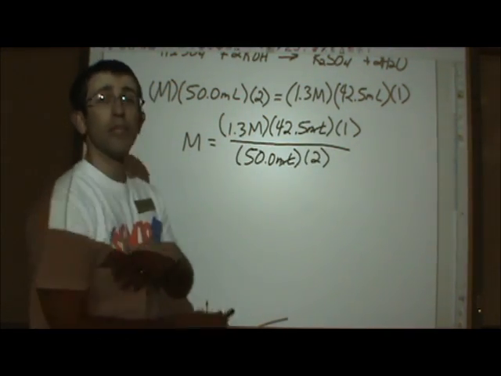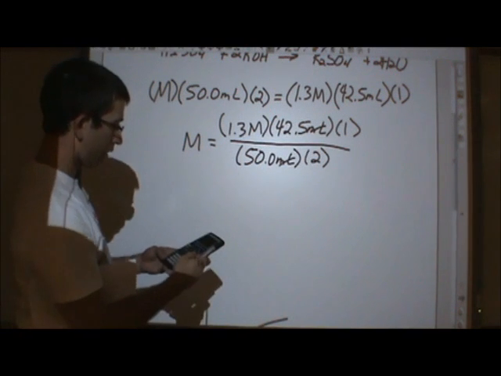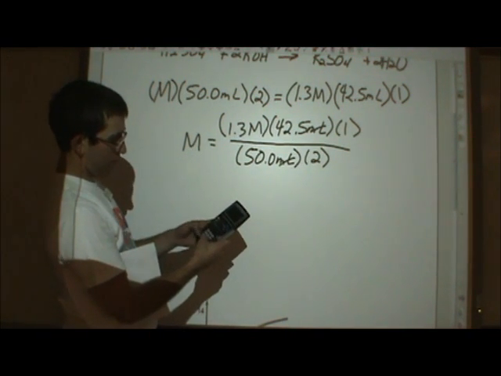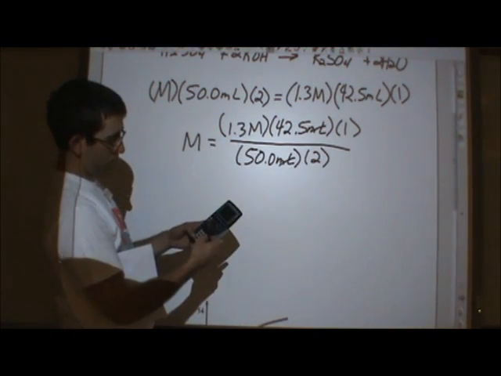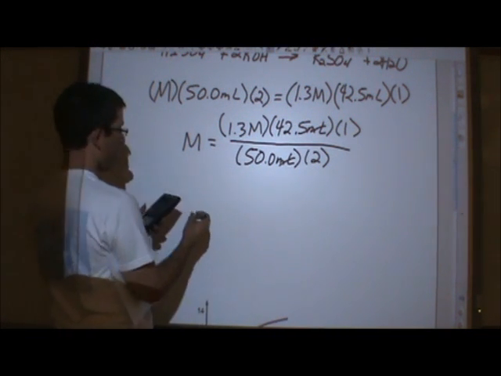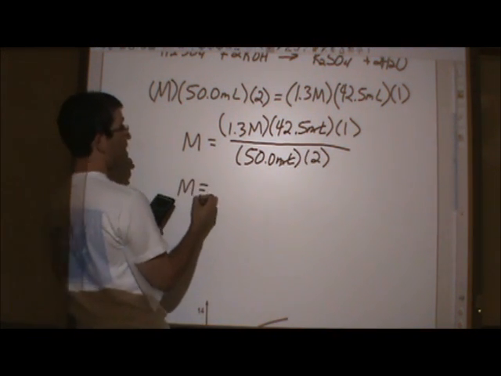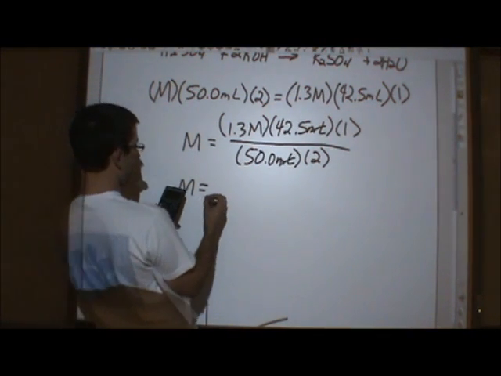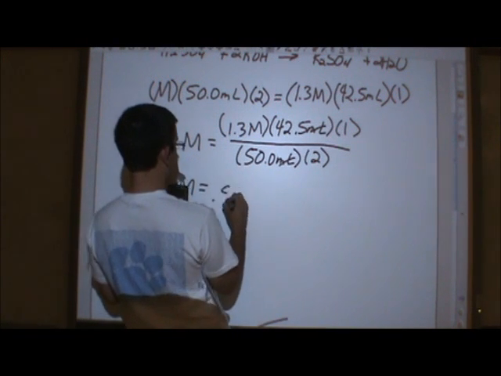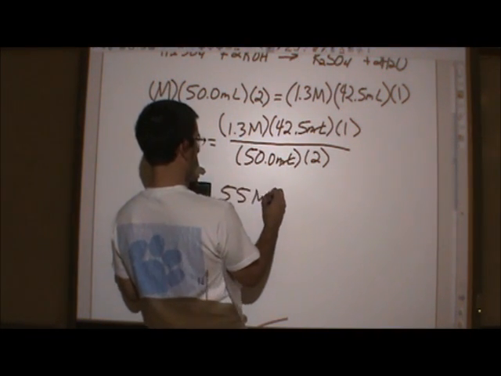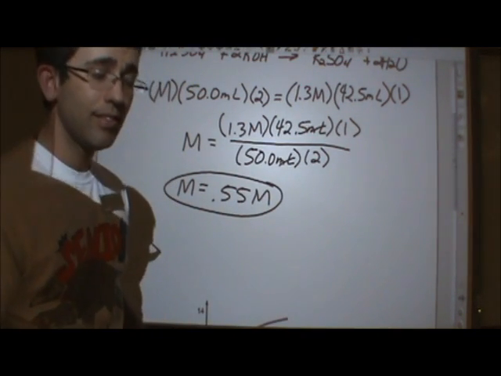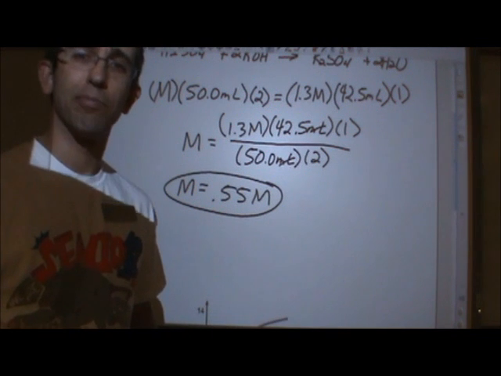That's a good thing. Let me get a calculator to plug this in. So we got 1.3 times 42.5 times 1 divided by 50 times 2. Alright, and we were trying to find the molarity of our acid. So our molarity of our acid is, with 2 sig figs, 0.55 molar. And this is how you do a titration calculation.